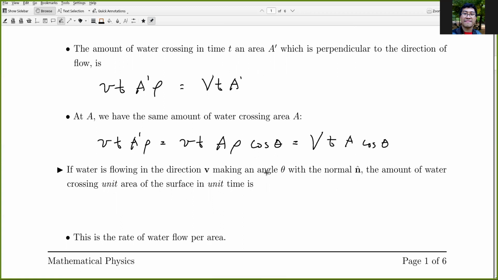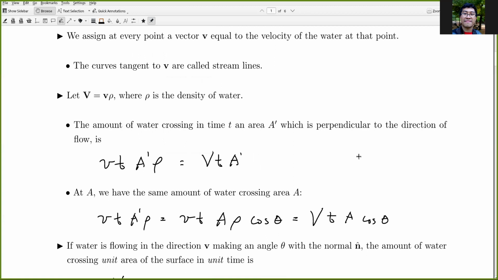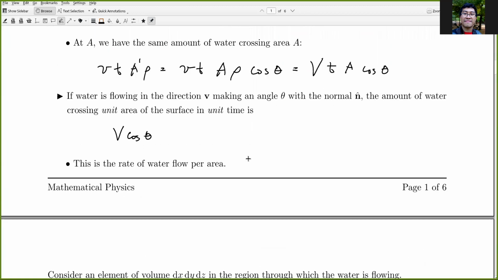If water is flowing in the direction V and makes an angle theta with the normal n, consider the amount of water crossing unit area A. Suppose this A is equal to 1, and time is also 1. Then the water flowing would be V cosine theta. Okay, this is for V making an angle theta with the normal n. So that corresponds to this region here. Or this we can write as V dot n.